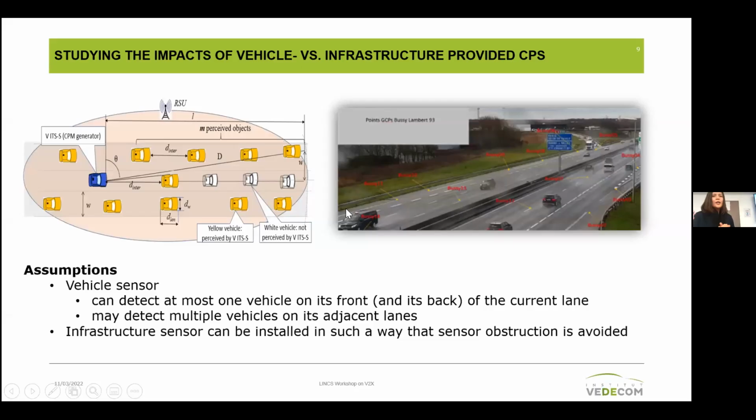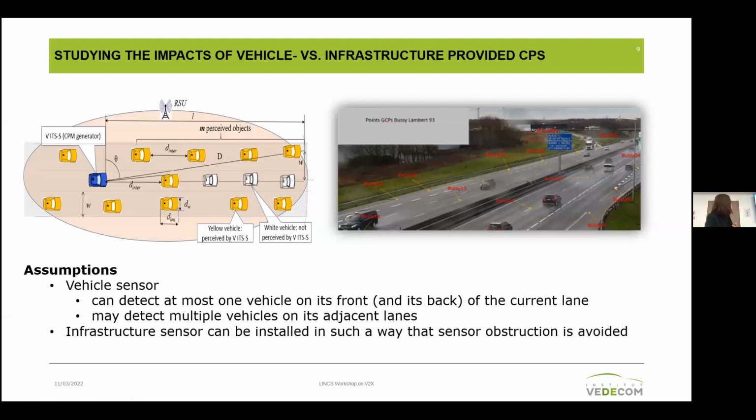Yeah, okay. So first of all, we start with the analytical model. We did a very simple analysis. We imagined a three-lane highway scenario, and we have this blue vehicle, which has a 360 degree sensor. We ask how many objects it can detect. And if there's a roadside unit next to it, how many objects can the roadside unit detect? That's what we're interested in.